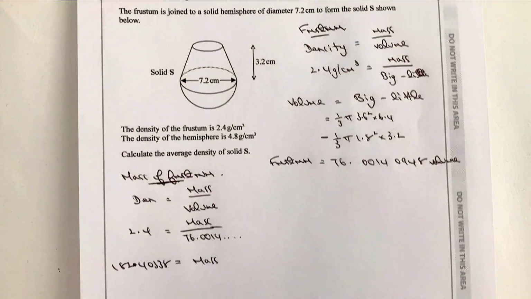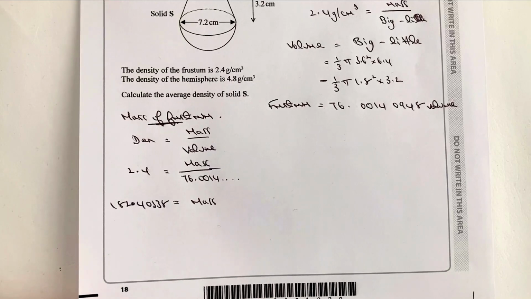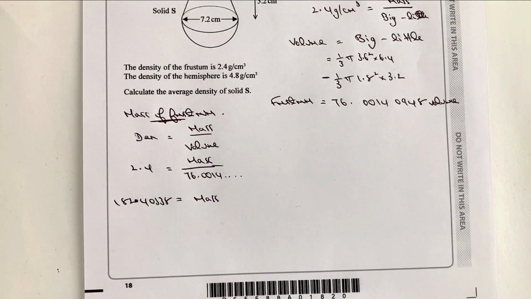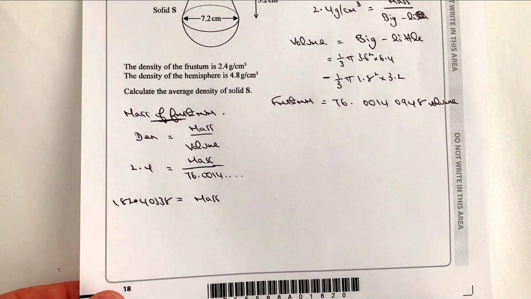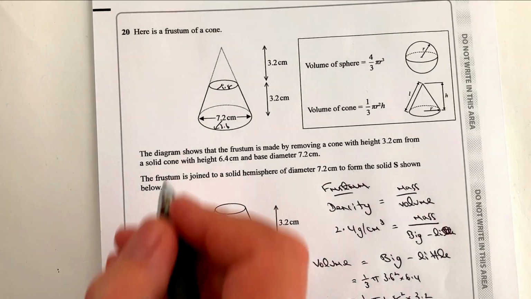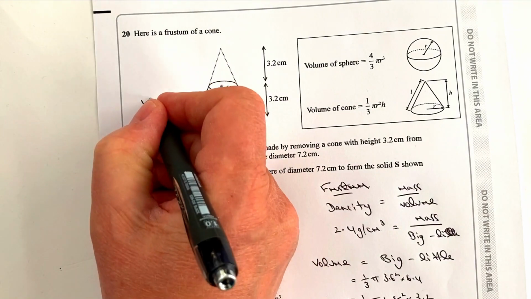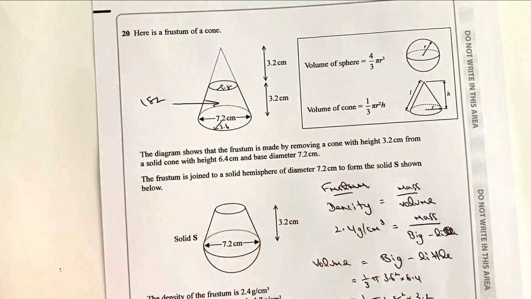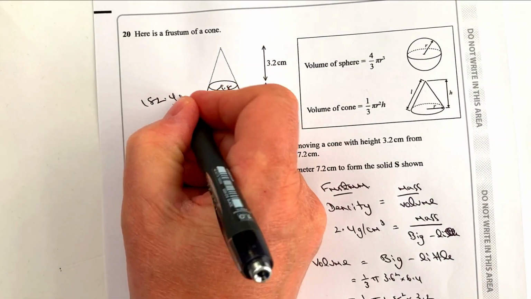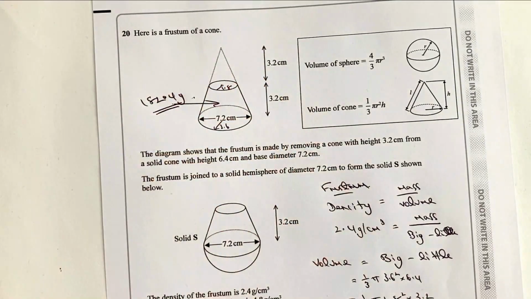Now, if you're using this on a calculator, what you could do is make use of the answer key, and it will store this number for you. But for the purposes of the video, I'm just writing out everything, and hopefully trying to show you a nice logical way of doing it. So now what we know is that the frustum itself has got a mass of 182.4 grams. I'm happy with that.